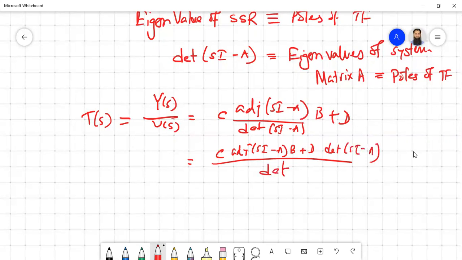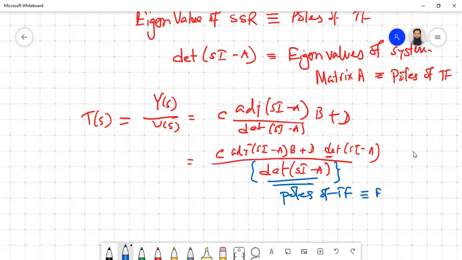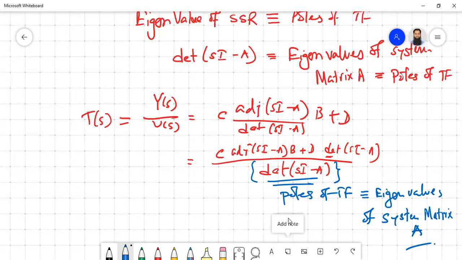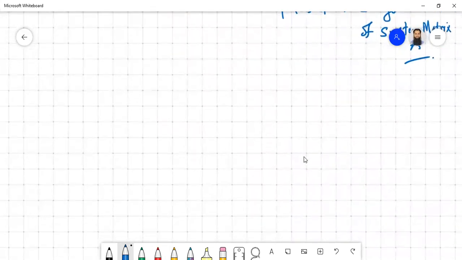But numerator, just look at the numerator. In the numerator, one parameter is added. But more importantly, look at the denominator. Denominator is actually the determinant of (sI minus A). So we know that the denominator gives the poles of the transfer function. So as you can see, this will give you the poles of your transfer function, which is the same as the eigenvalues of your system matrix A.